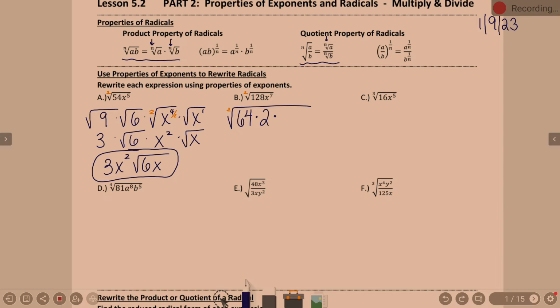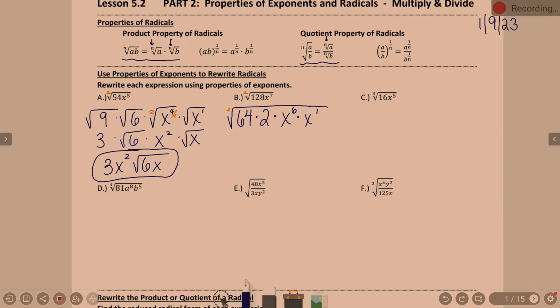The root is 2 here, yes? What is the largest number below 7 that divides by 2? 6. And so that's why I want to make this x6, and what's left over? x1. Who said that, Josh? Okay? So, with exponents, don't look for perfect squares. Look for what can divide by 2, for square root.